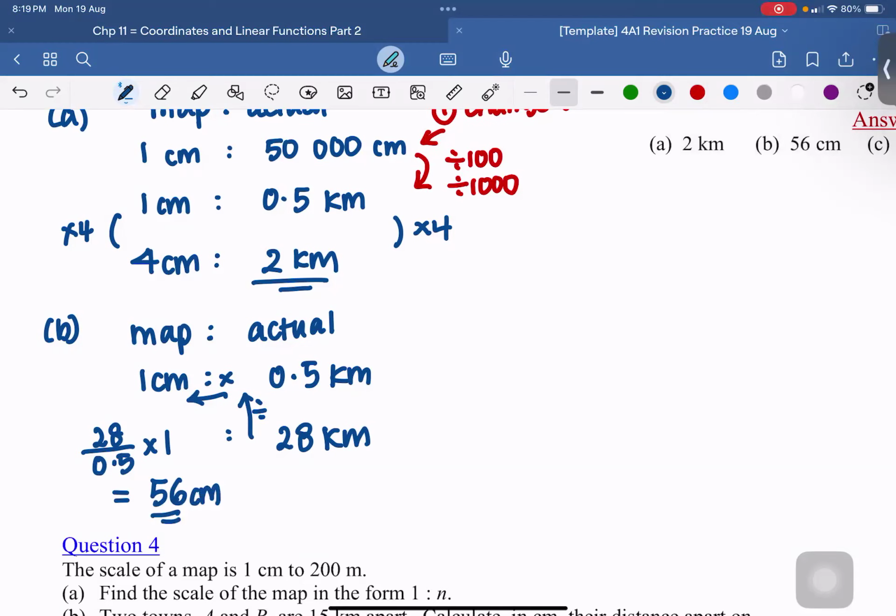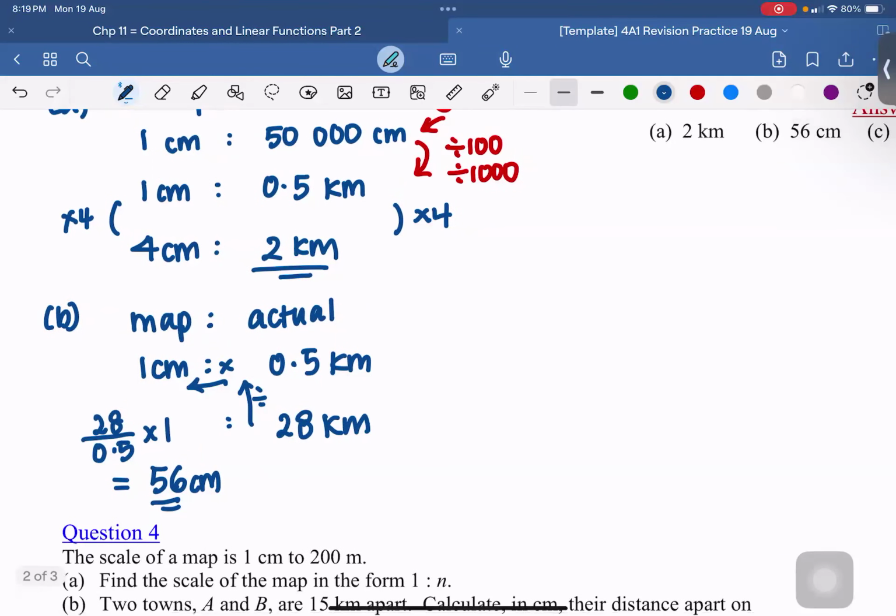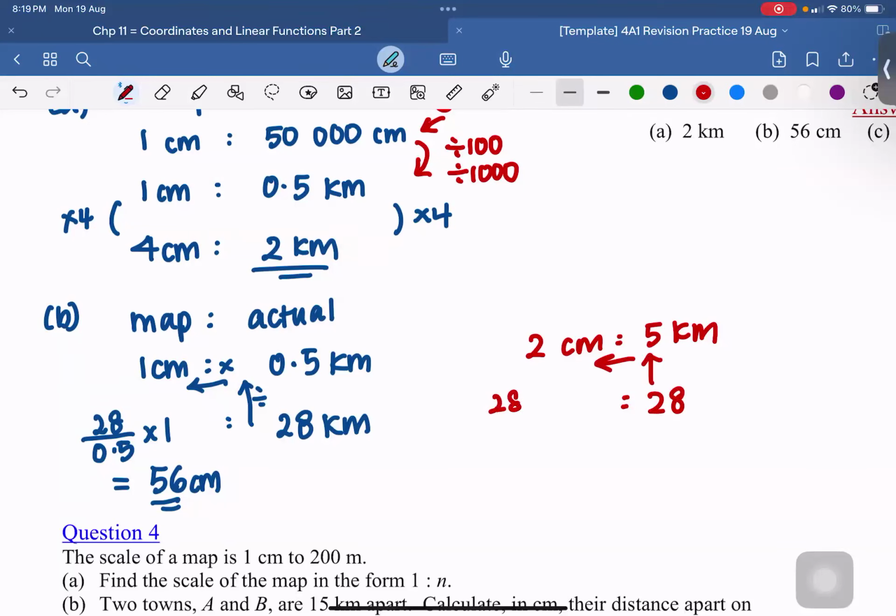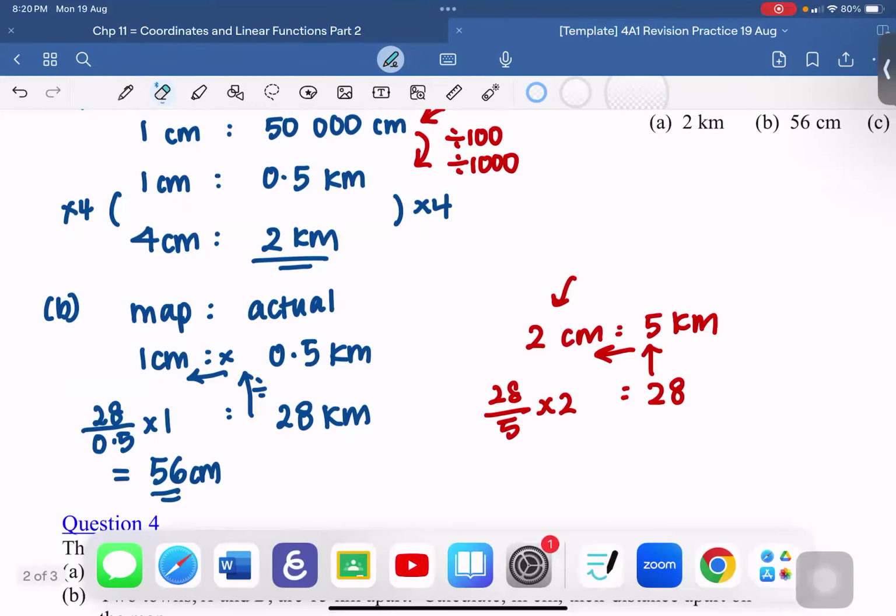Madam, why need to times 1? It depends, because in this case this one is 1 cm. Sometimes the ratio is, let's say, 2 cm is to 5 kilometers. Then they ask you to find 28. Then I need to take 28 divided by 5 times 2. So whatever that number is, I just make it a good habit: divide, then multiply by whatever number is there. Even though it's 1, you get back the same answer. But if next time the number is not 1, you can still use it. So same method for all the questions.